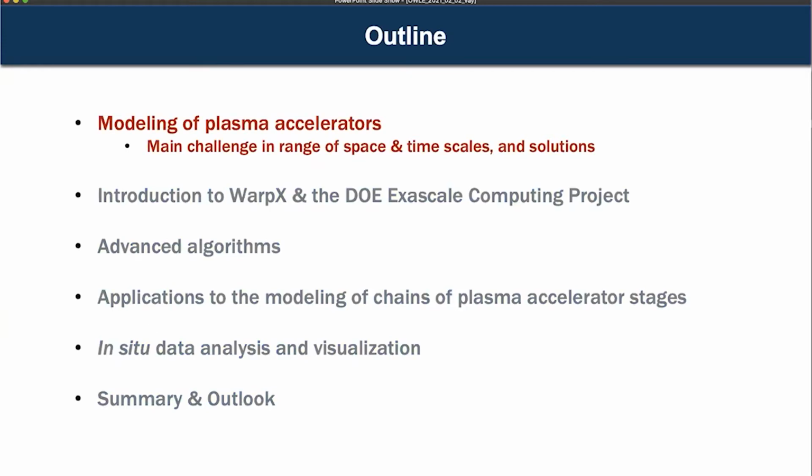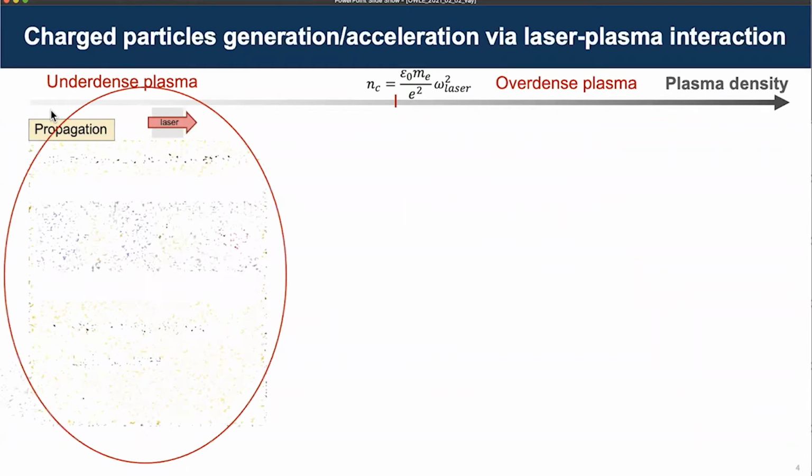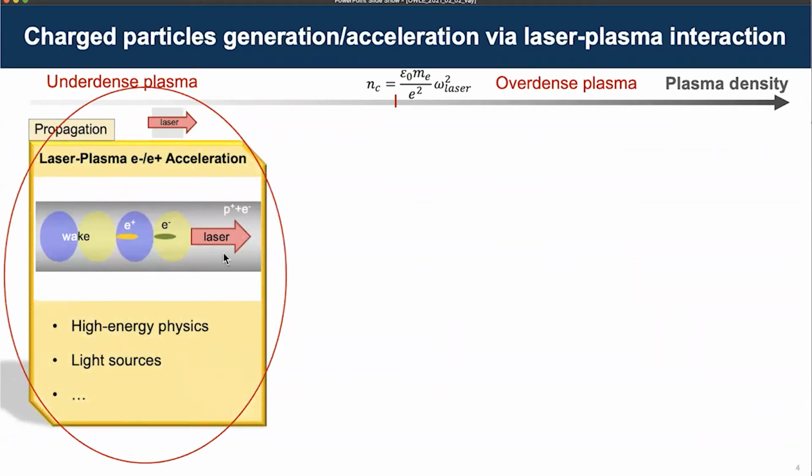Okay, so first, on the modeling of plasma accelerators. Backtrack a little bit on the charged particle generation and acceleration via laser plasma interaction. There are a number of different ways to do it, depending largely on the density of the plasma. So starting with underdense plasma, you can drive a laser or particle beam into a plasma column, and that creates a wake with an intense electric field that you can use to accelerate efficiently some electron or positron beams.